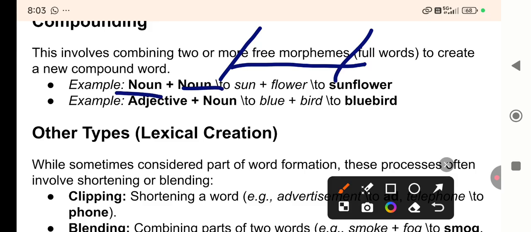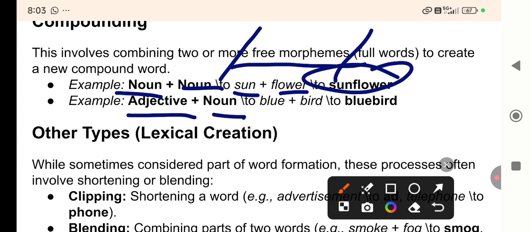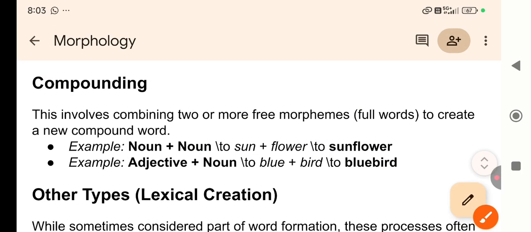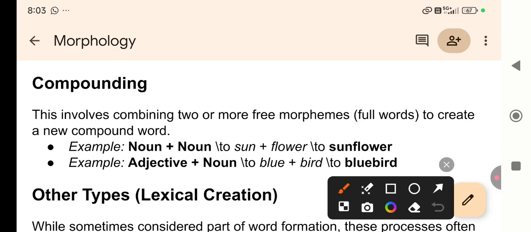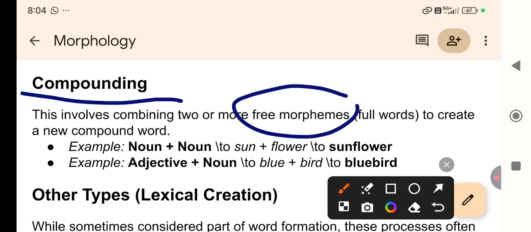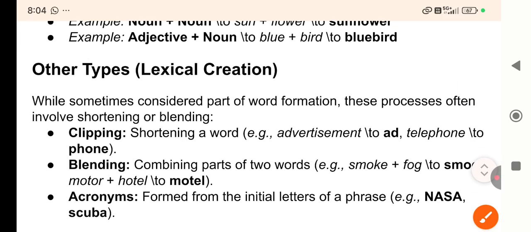Noun plus noun, adjective plus noun, right? These are free morphemes. So sun and flower becomes sunflower, blue and bird becomes bluebird. So here also we can see word formation. This process is called compounding, but in compounding both morphemes must be free morphemes.